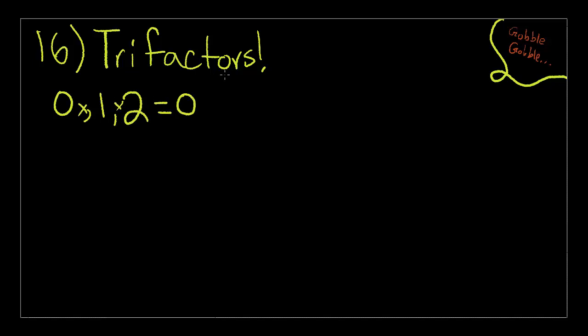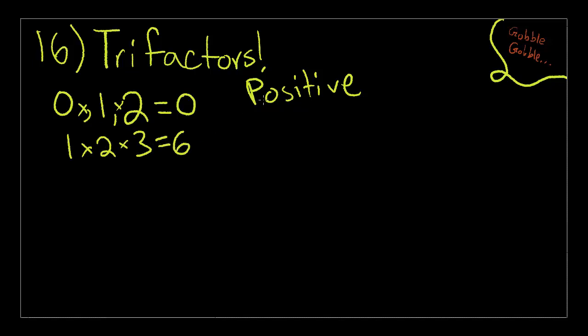So 0 times 1 times 2 is going to be 0, but we need to find positive ones. So we know that's not going to work. But 1 times 2 times 3 is going to work, which is equal to 6.